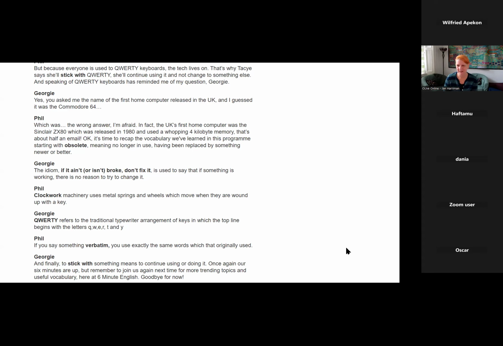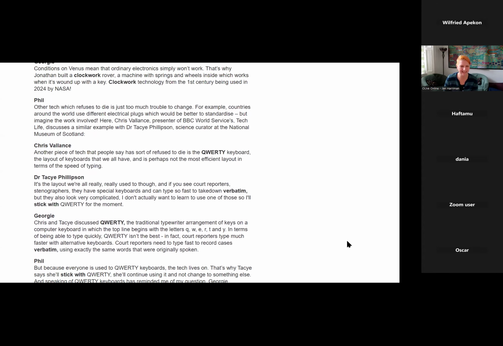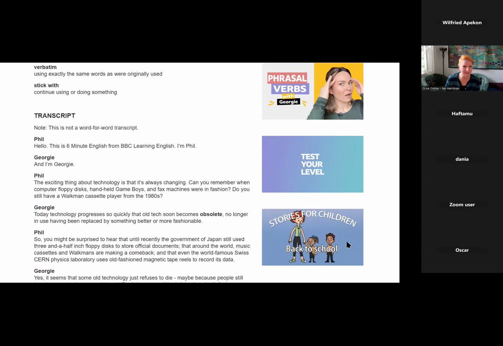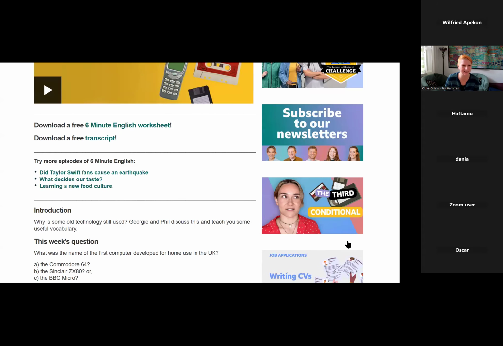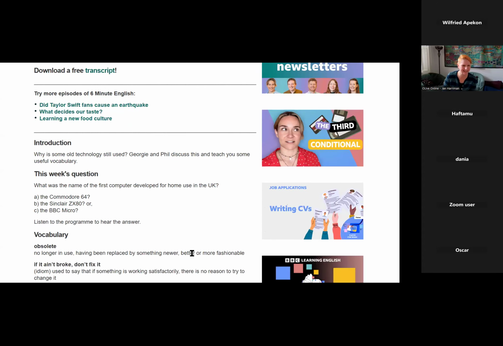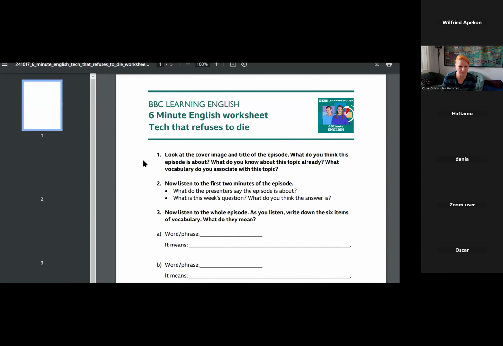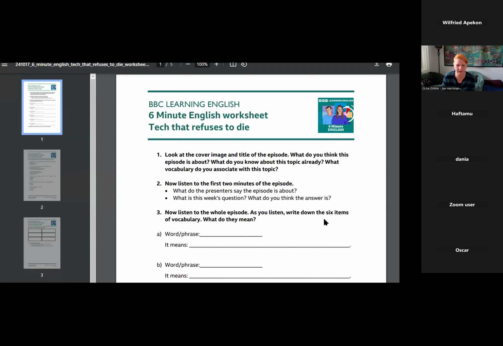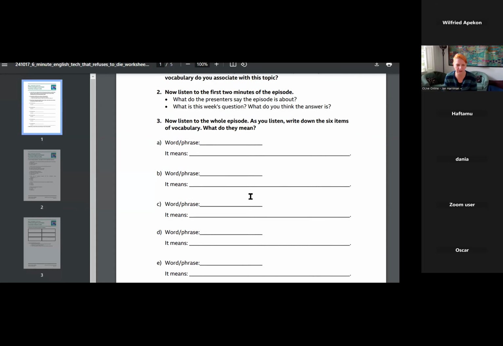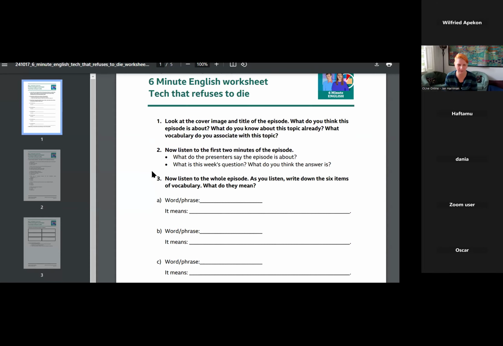Right. I hope that was interesting to you. I learned something new. I didn't know that they had a clockwork rover on Venus. That's fantastic. And here I'm going to show you the worksheet. If you click on the worksheet, this is what you get. You on this particular one.